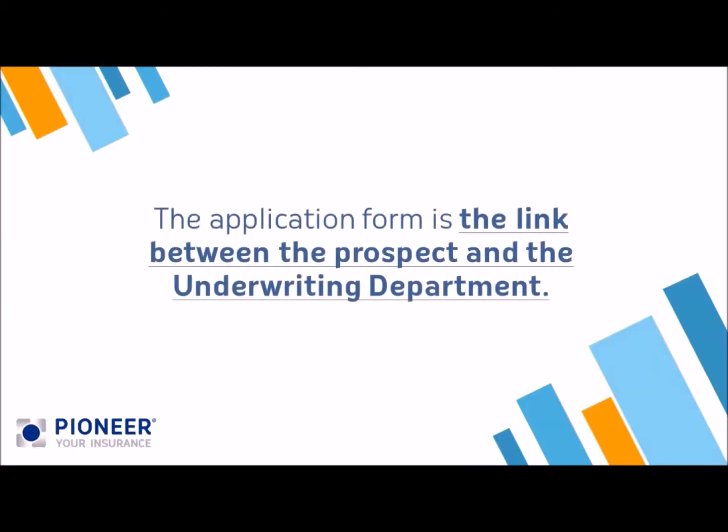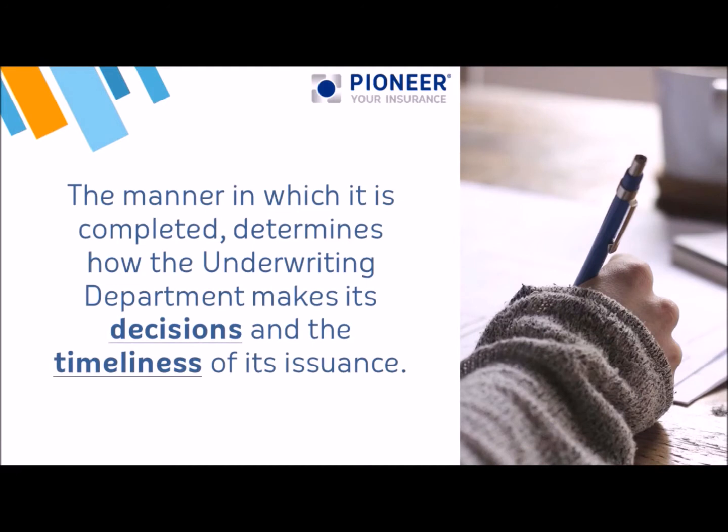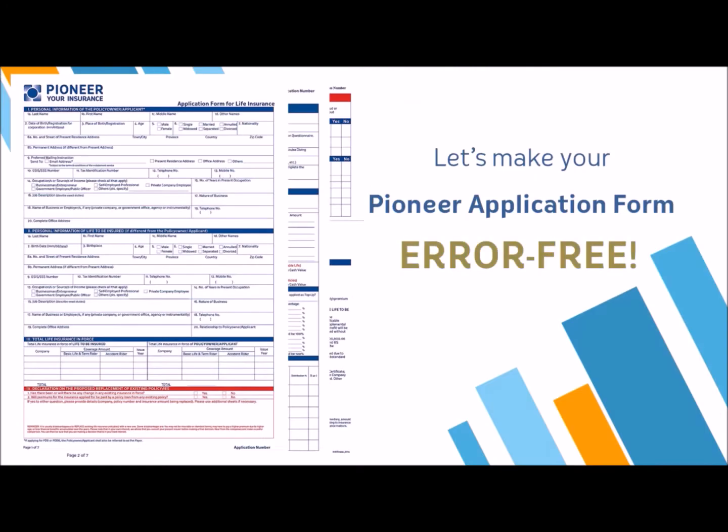The application form is the link between the prospect and the underwriting department. The manner in which it is completed determines how the underwriting department makes its decisions and the timeliness of its issuance. This three-part instructional video will focus on specific sections and items to avoid possible errors when filling out the application form.